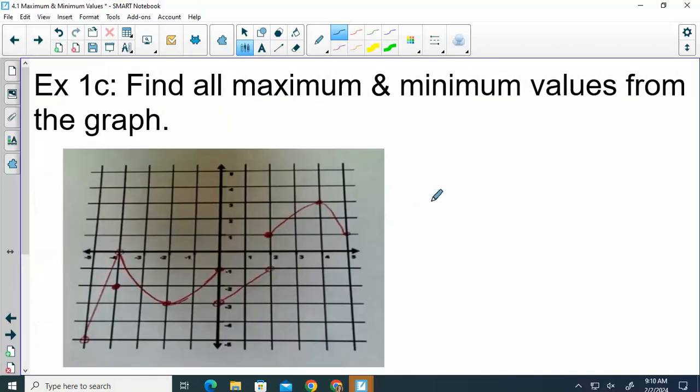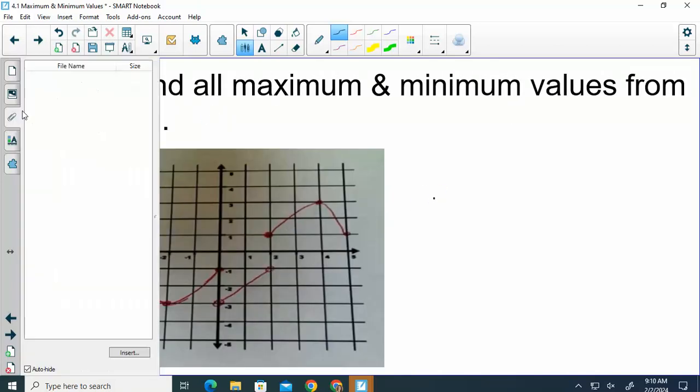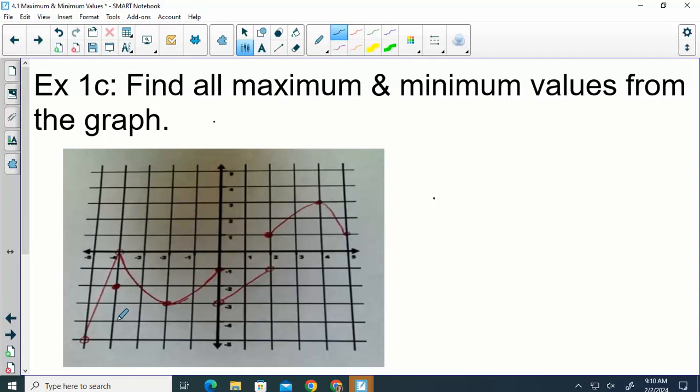Let's look at this one. And I apologize. I was trying to be lazy and take a screenshot of a picture instead of creating my own, so it's a little hard to see. So this is an open circle right here. This is an open circle. So this is my graph.